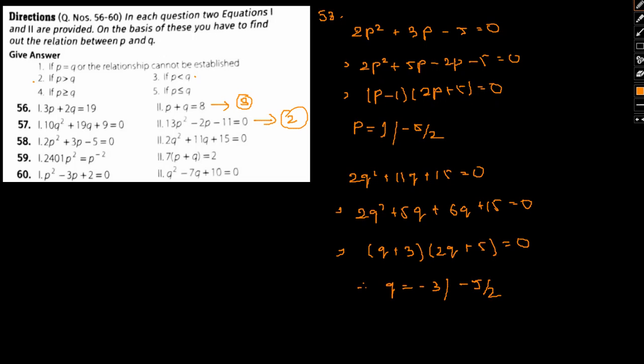Okay. So here, if p is 1 and q is any of these values, p is greater than q. If p is minus 5 by 2 and q is minus 5 by 2, p is equal to q. Other than that, we don't see any possibility. So here p will be greater than or equal to q for 58. So this will be option number 4.